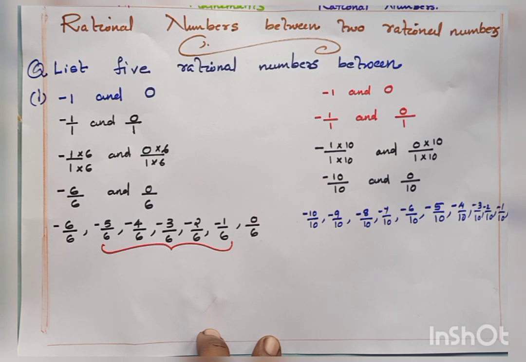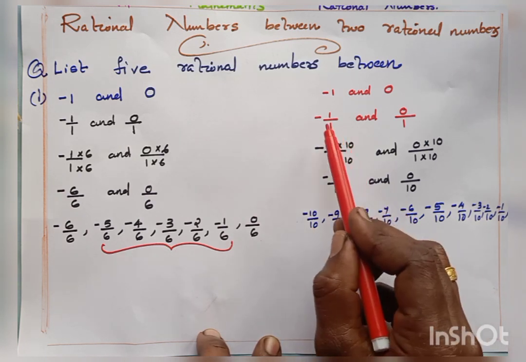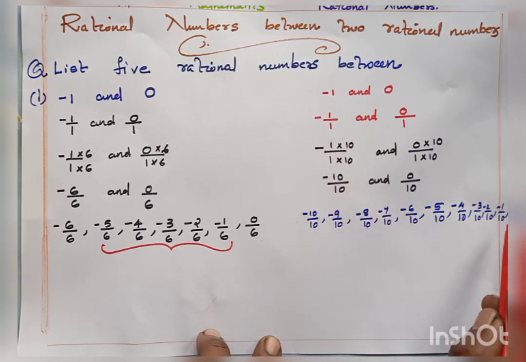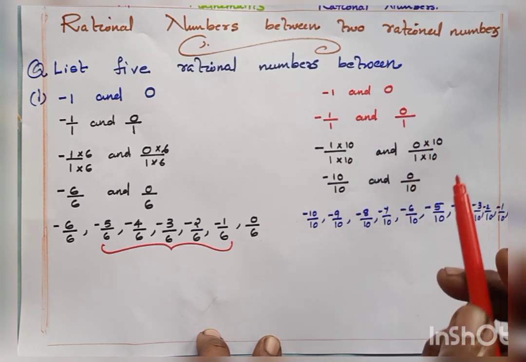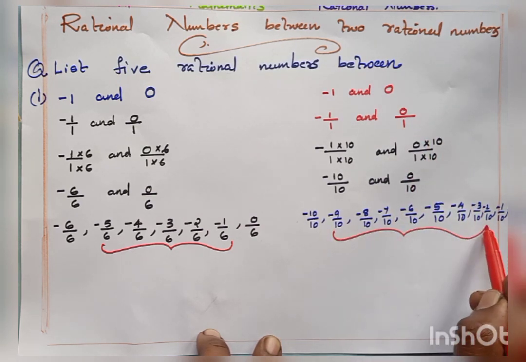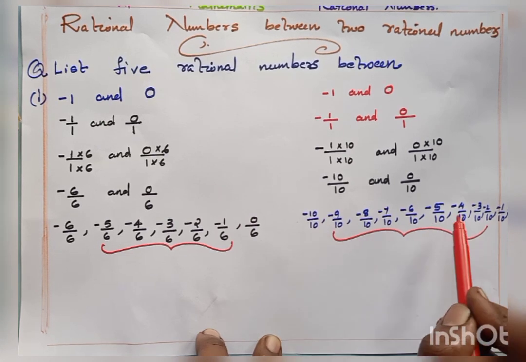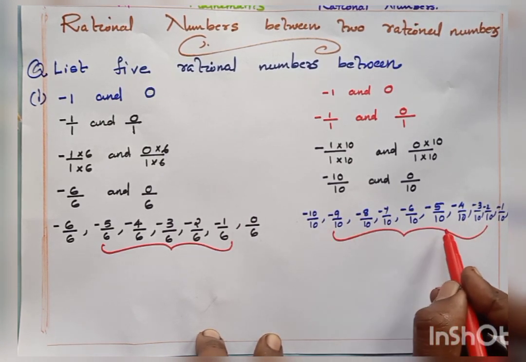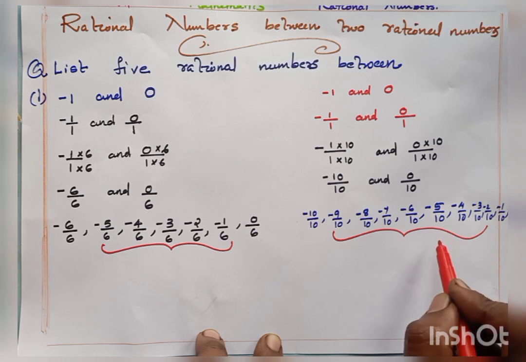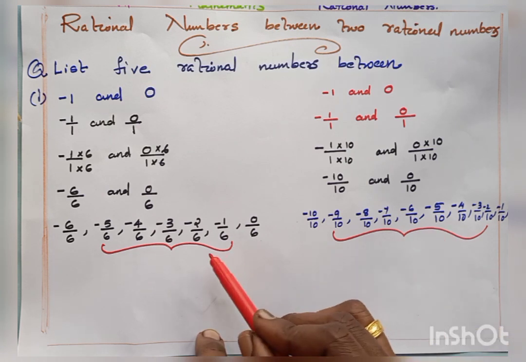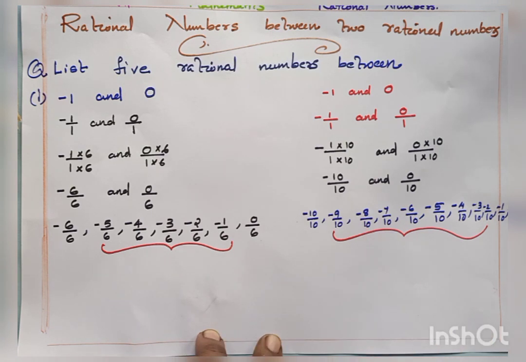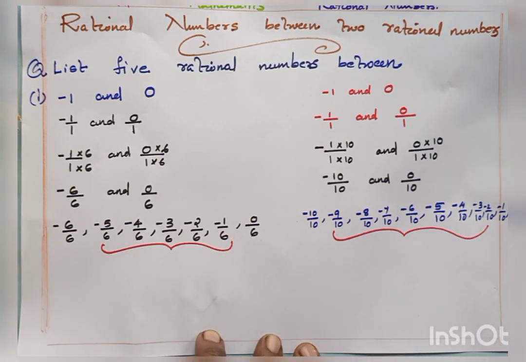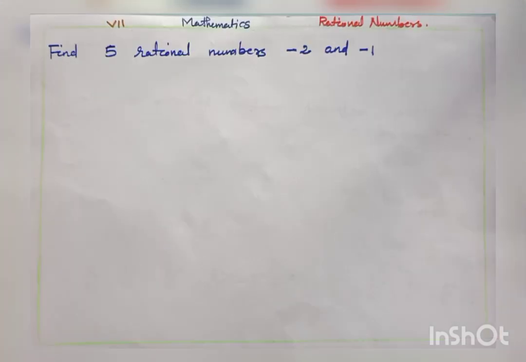So, in between minus 10 by 10, that is equal to minus 1 by 1, and 0 by 10, that is equal to 0 by 1, we can find these rational numbers, more than 5 rational numbers. Select any 5 rational numbers in between. That means infinitely many, uncountably many rational numbers lie between two rational numbers. Okay, understood? Okay, listen to the next question.